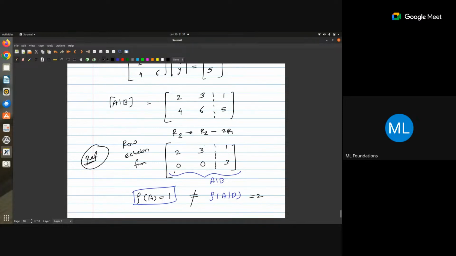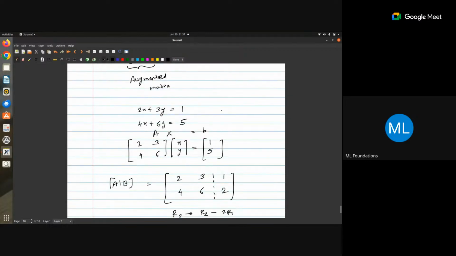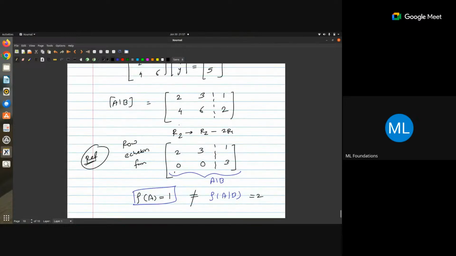When would this have been solvable? When instead of 2 we had 5, 2. Then is this a perfectly solvable thing? If the ranks are equal, then only it is solvable. Now this is solvable.